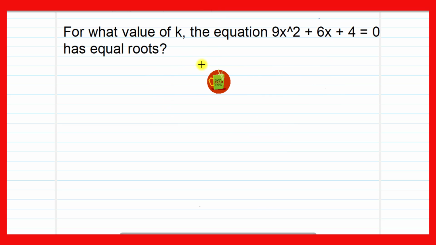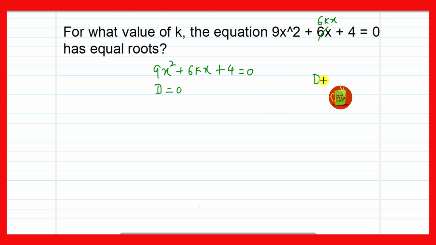Now move to the next question. For what value of k the equation 9x square plus 6kx plus 4 is equal to 0 has equal roots. This is the quadratic equation given to us, and we have to find the value of k such that the quadratic equation will have equal roots. So to have the equal roots, we know that D should be equal to 0.